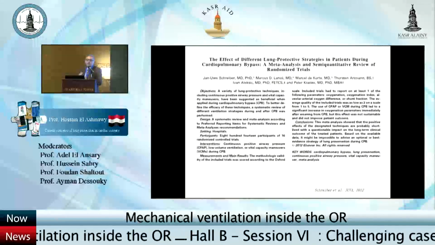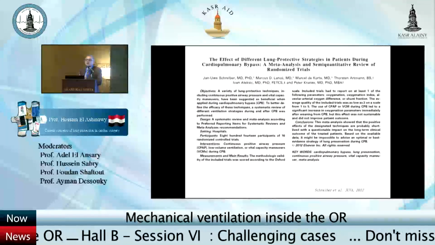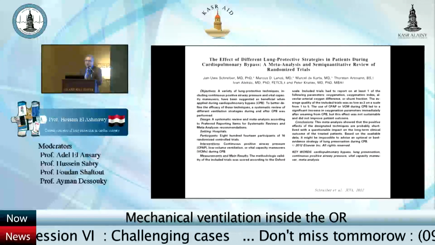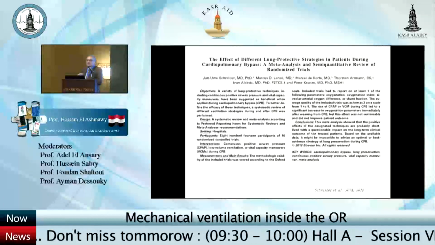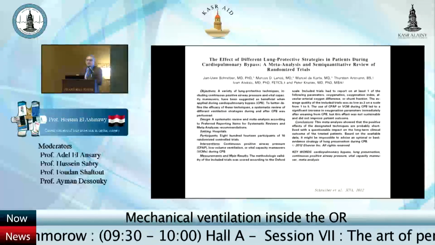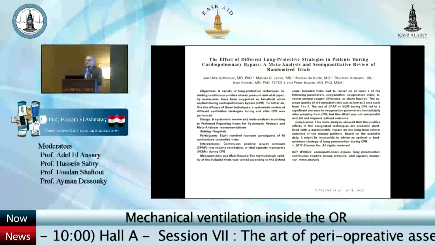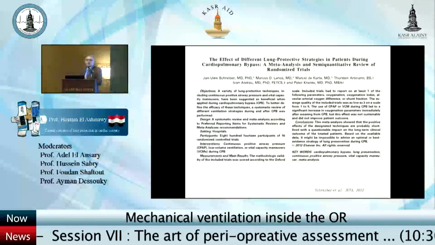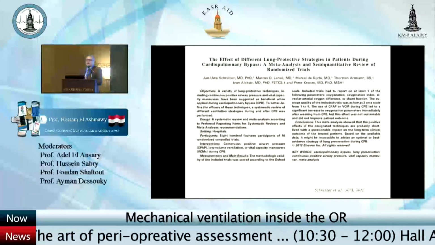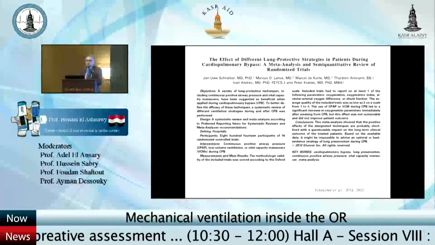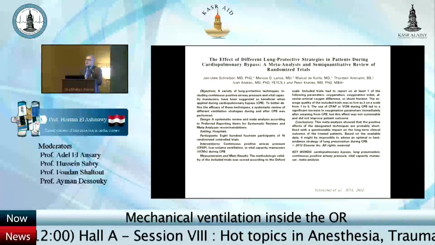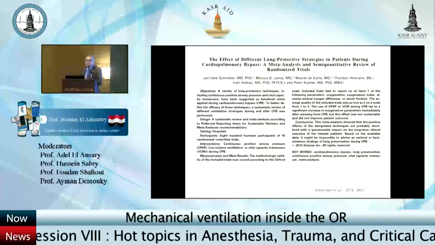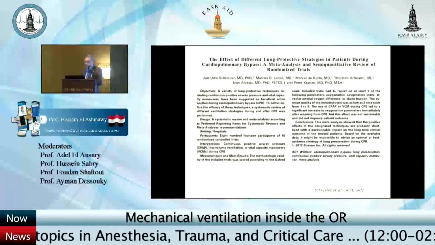So which ventilation strategy is the best during bypass? Shall we put the patient on a stationary CPAP? Shall we put him on continued mechanical ventilation, for example? Shall we continue insufflation, just insufflation with no pressure? Anything else, like high frequency ventilation? Anything? What do we do?